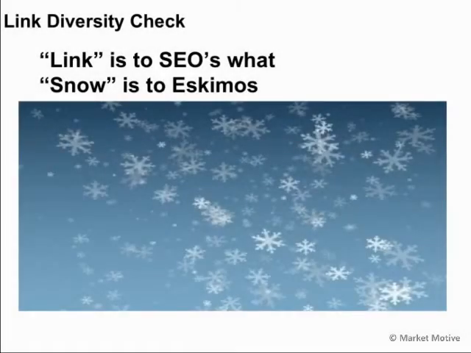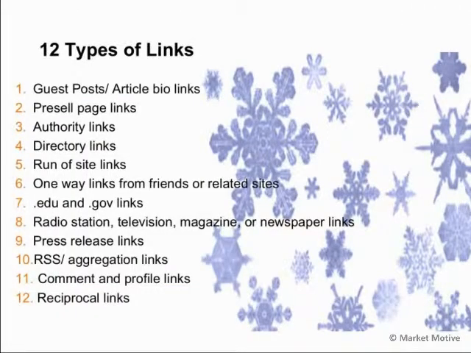So the first thing I want to talk about is doing a link diversity check. I have a video called 6 Backlink Health Checks You Need to Do Right Now. And the idea here is to understand the different types of links. I often say links is to SEOs what snow is to Eskimos. There's more than just one type of snow. There's more than just one type of links. In fact, we've identified at least 12 different types of links. You could go further than this, but this gives us a pretty good starting point of the different types of links, how you achieve them, and their overall value.